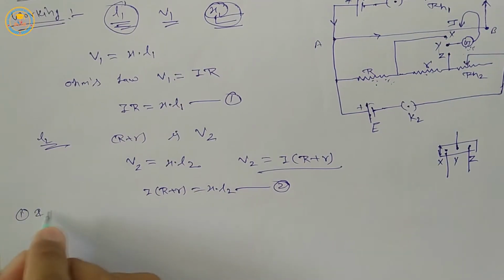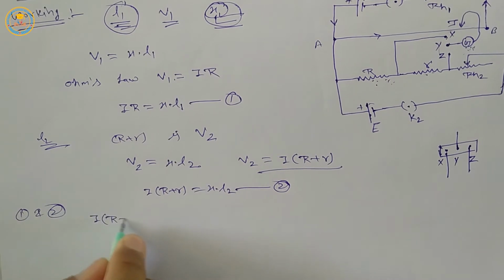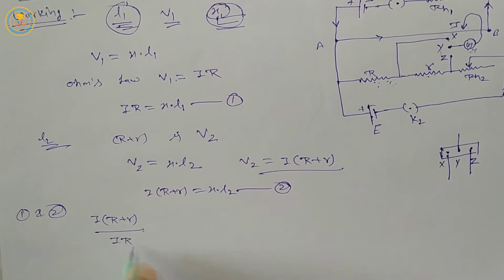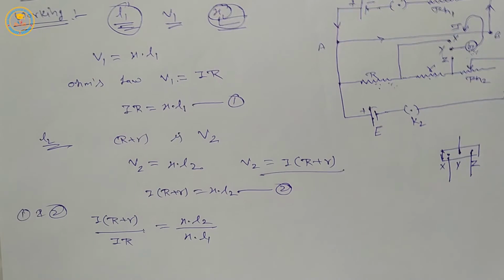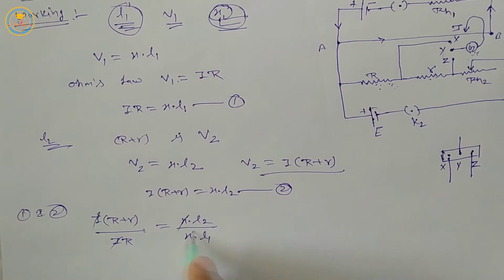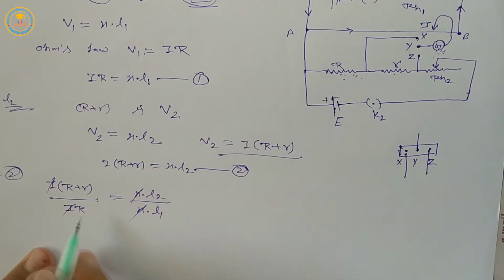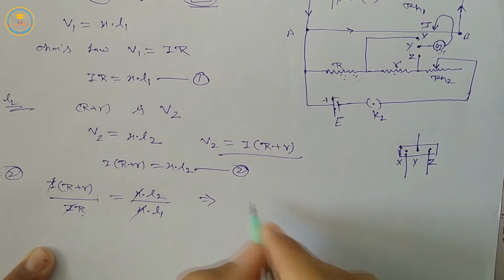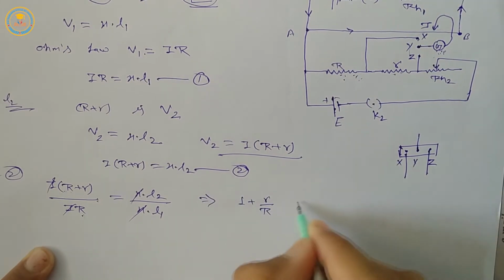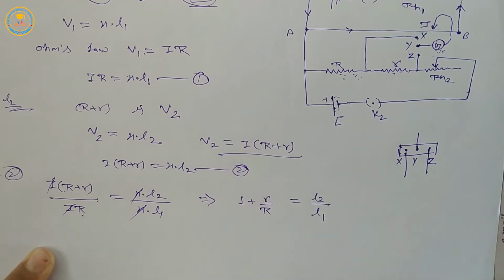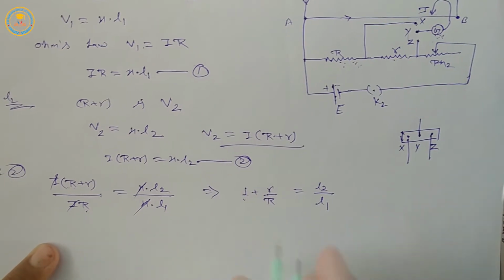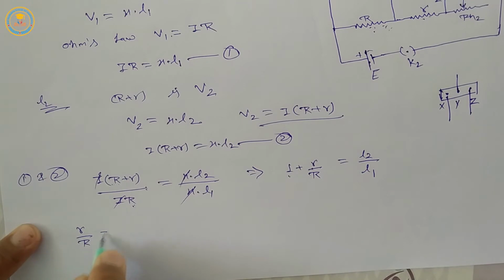So from equations 1 and 2, I into (capital R plus small r) upon I into R is equal to X into L2 upon X into L1. I and I cancel out, and X and X cancel out. Then dividing the upper term by the lower term, we get 1 plus small r upon capital R is equal to L2 upon L1. To find small r, transfer the 1 to the right-hand side, then we get small r upon capital R is equal to L2 upon L1 minus 1.